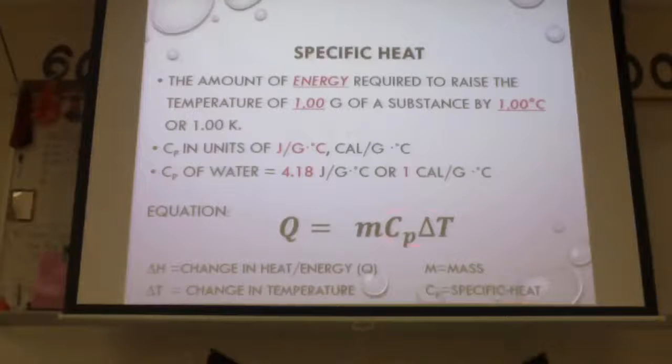Anyway, I call this equation, and you'll hear this quite often, the MCAT equation. Take out the P because it's not necessary. So it's M, C, the delta looks like an A, T. MCAT: mass times specific heat times the change in temperature.